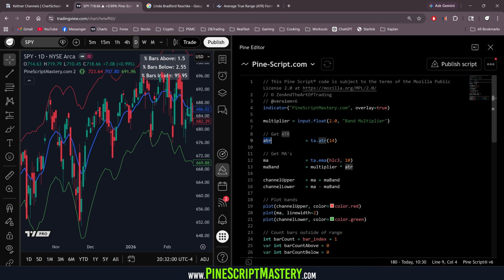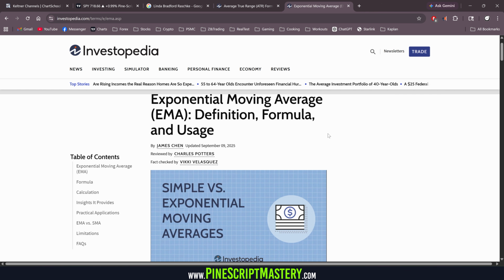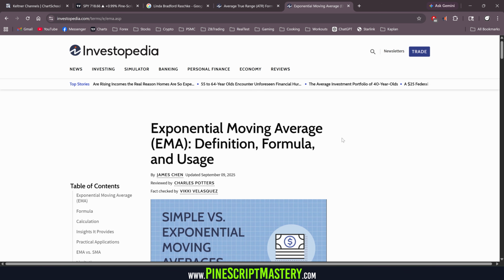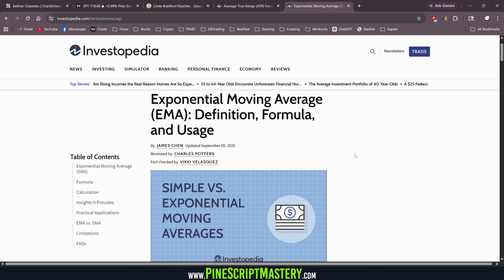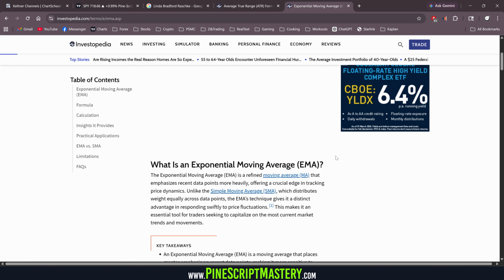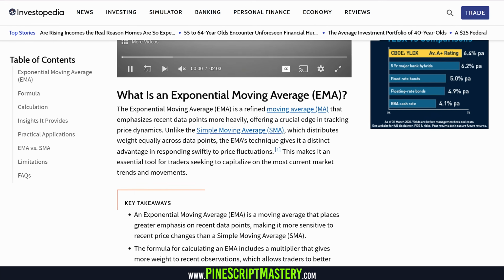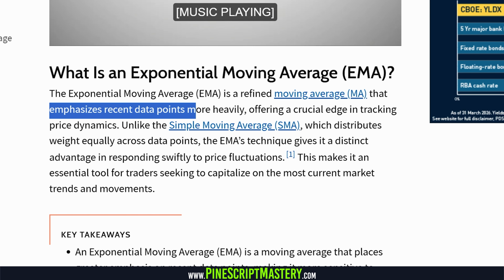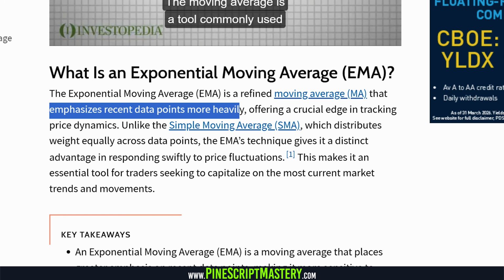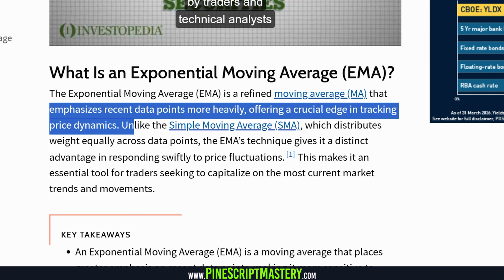We have a 14-period ATR and we are multiplying it by our user input, and we are adding and subtracting it to our central moving average, which is now an EMA instead of an SMA. And for those of you who are newer to trading, if you're not familiar with what an EMA is, it's basically an enhanced version of an SMA. Well, it's not necessarily better, but it's a little bit faster to react. It's a quicker reactive moving average. It emphasizes recent price points or data points more heavily, offering a crucial edge in tracking price dynamics.